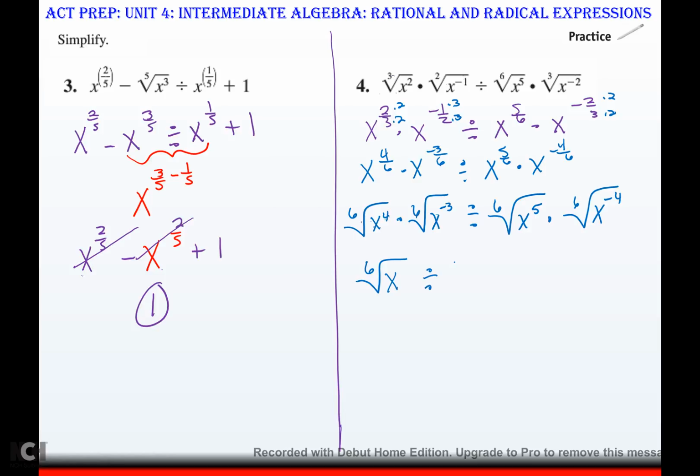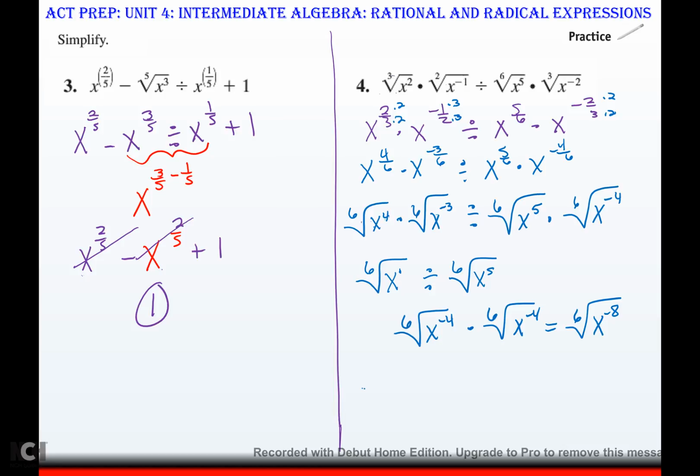Okay, then I've got to divide next the 6th root of x to the 5th. Well, when you divide, you subtract exponents. So this would be the 6th root of x to the 1 minus 5 would be negative 4. Then times the 6th root of x to the negative 4th. I'm still going to get the same answer. That would be the 6th root of x to the negative 4 plus negative 4 would be negative 8. Oh, no, I got the right answer now.